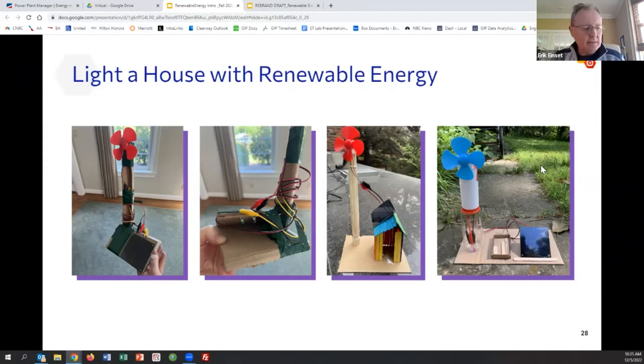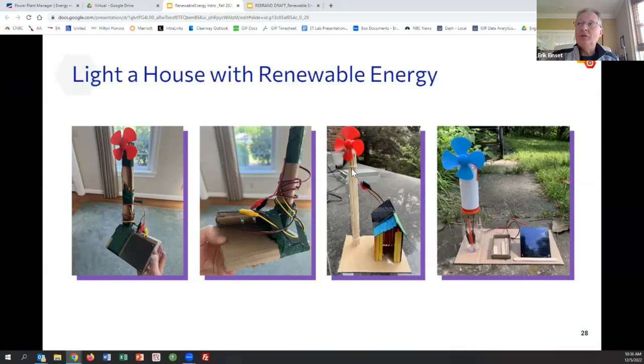So what we want you to do is to build a wind turbine, solar cell, hybrid power capturer. And here are some examples. Here's some that I built that don't look very good. Anna and Jackie were much better designers than I was. And we want you to build this. You're going to need to build a tower. We want you to build a little house or some enclosure so you can see the LEDs light up.